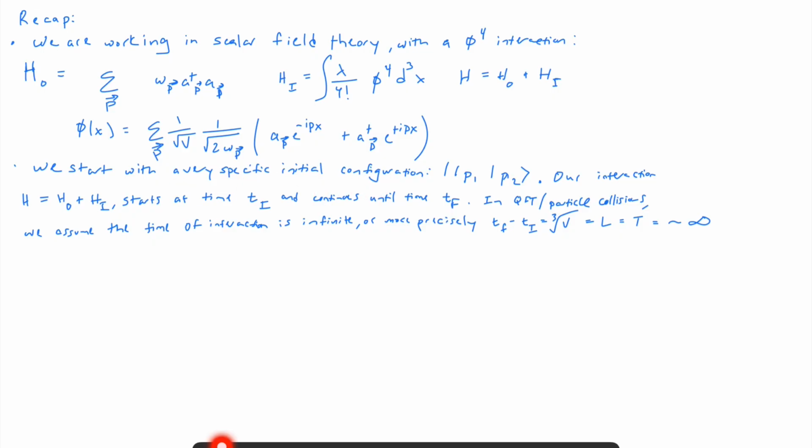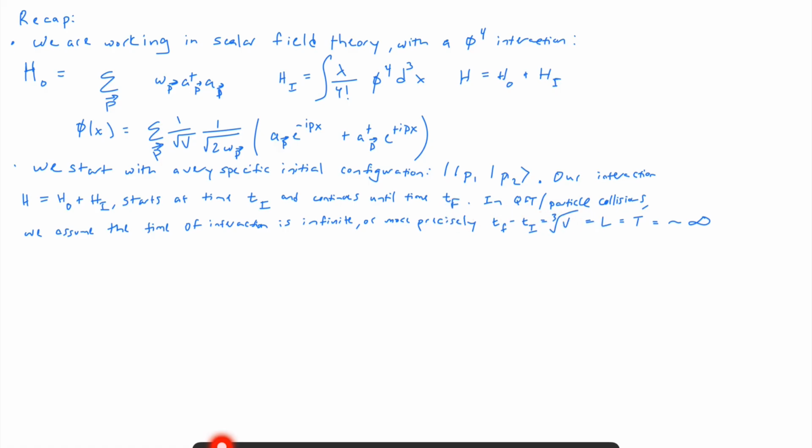We start with the very specific initial configuration. Here we're going to just focus on the case of starting with 2 particles, and we also want to see the chances of ending with 2 particles of potentially different momentum. We can write it in different ways, but we can say it like this: one particle of momentum P1, another particle of momentum P2. Remember, when I say momentum, it really means momentum-energy P1 and momentum-energy P2. Our interaction, H0 plus Hi, starts at the time T sub I and continues until the time T sub F.